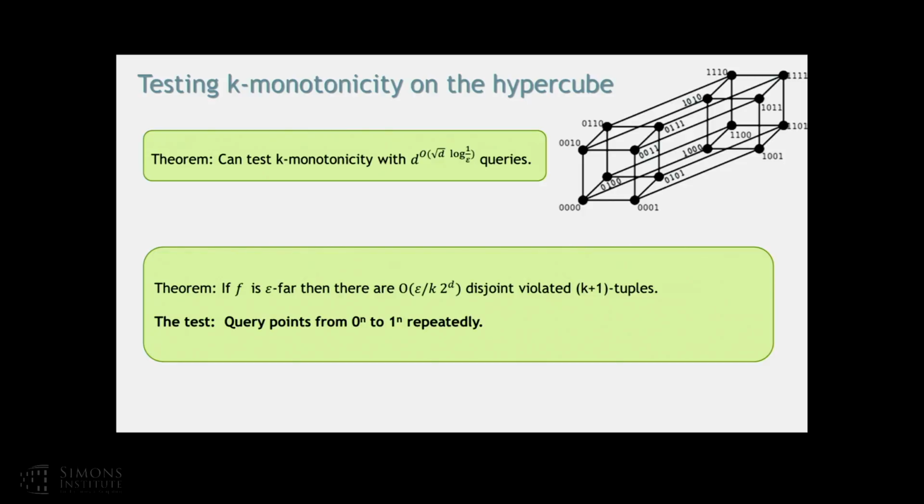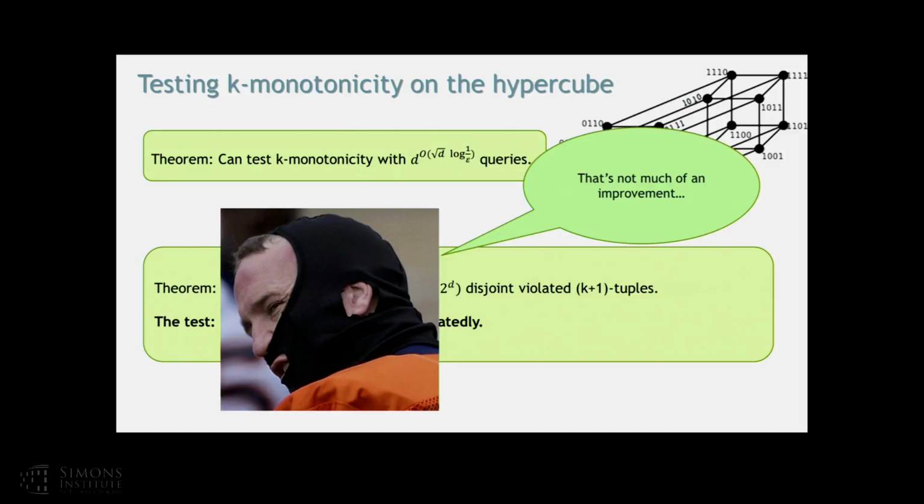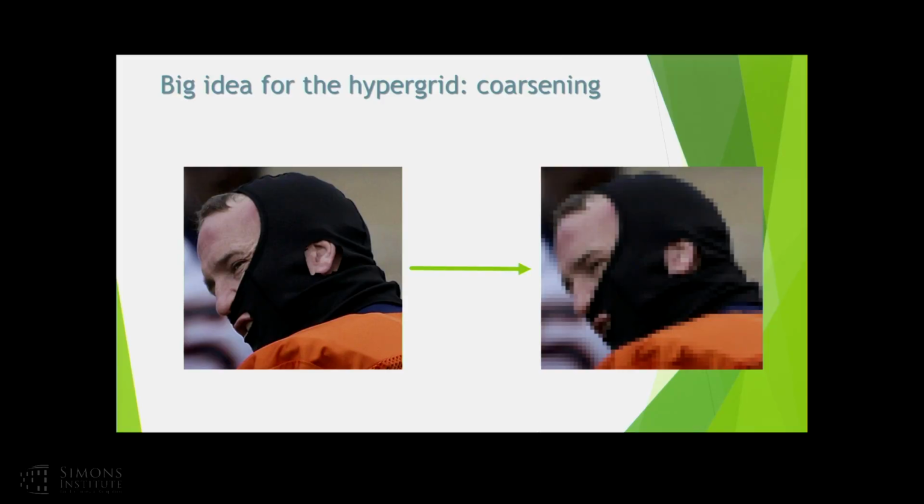And so our test really just says start at the bottom of the cube, walk your way up to the top. If you see a violation, then you're free to reject. If you don't see any violations after a while, then just say, okay, it's probably k-monotone, I'm just going to give up on this. Now, you might be thinking that that's not very much of an improvement, but maybe this will be a little bit better to see once we move to the hypergrid.